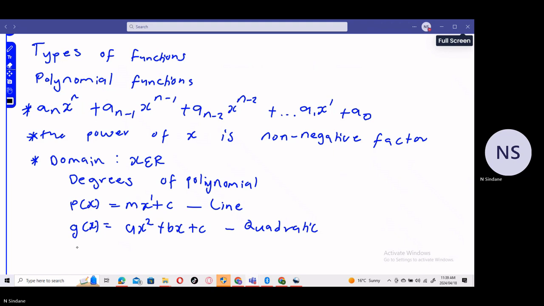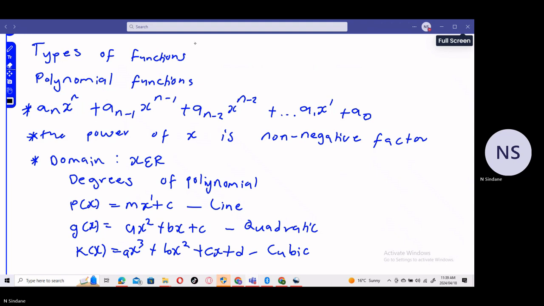And then you have the cubic function: ax to the power 3 plus bx squared plus cx plus d. This is of the third degree and it's called a cubic function. This is of degree 3.